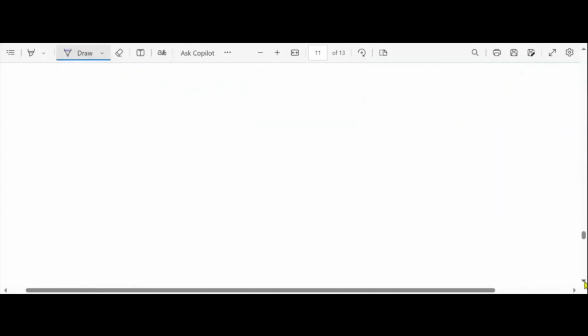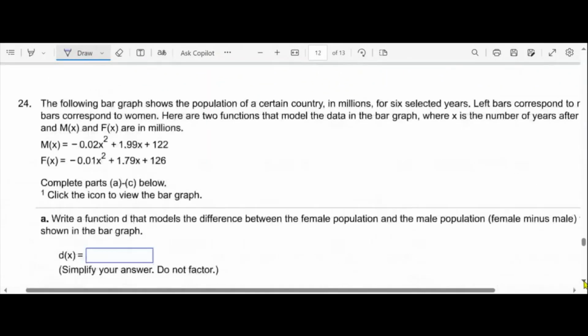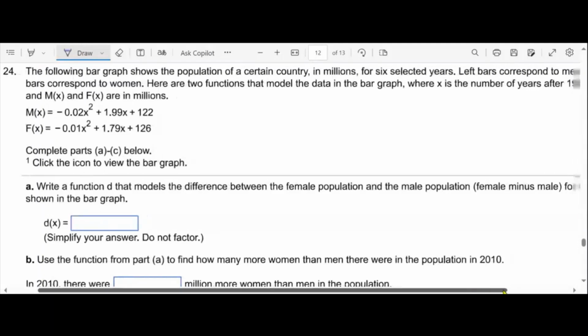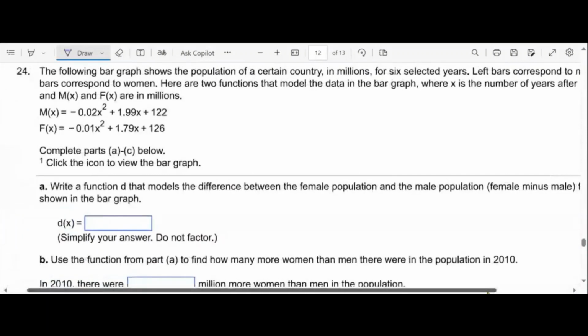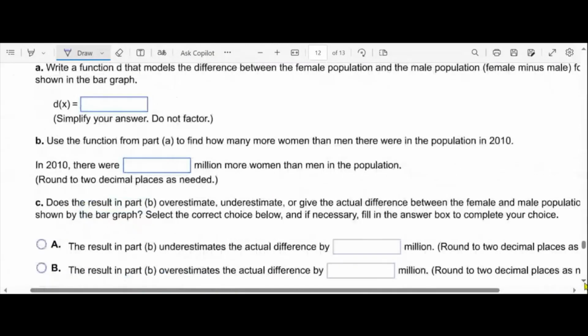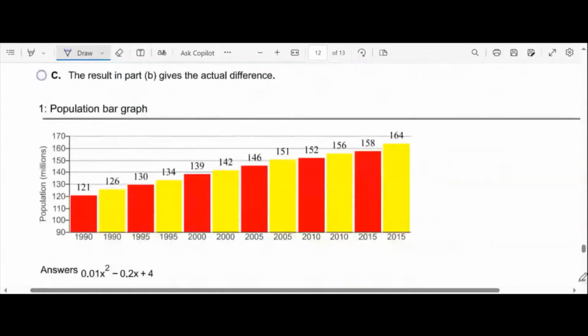Please read the next one. Number 24. The following bar graph shows the population of a certain country in millions of 6 selected years. Left bars correspond to men, bars correspond to women. Here are two functions that model the data in the bar graph. Let me see, do we have a bar graph here? Yeah, we have a bar graph.